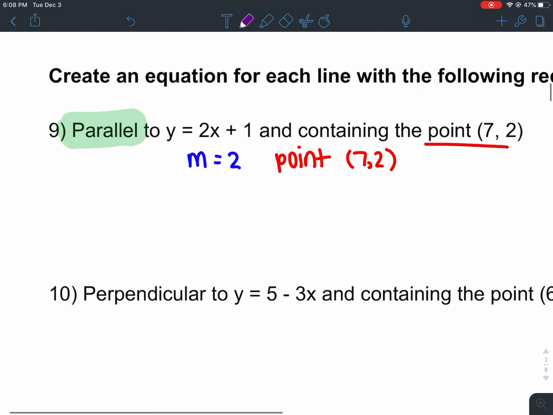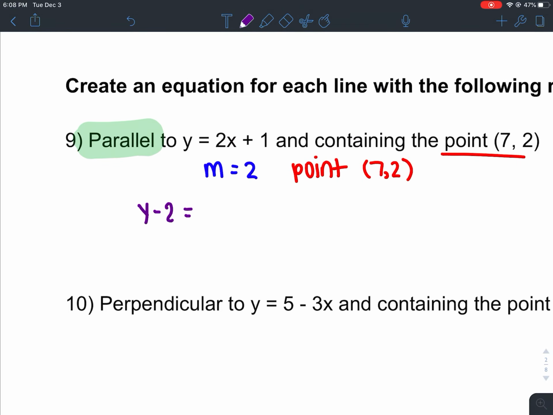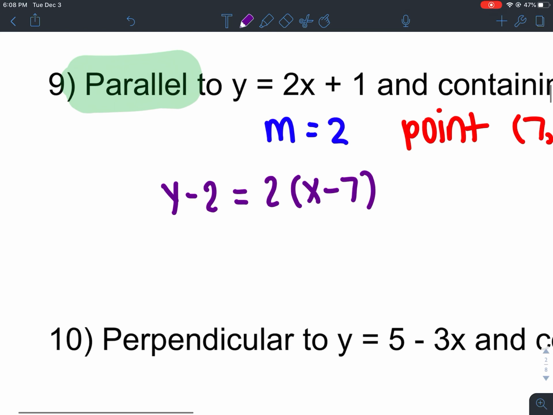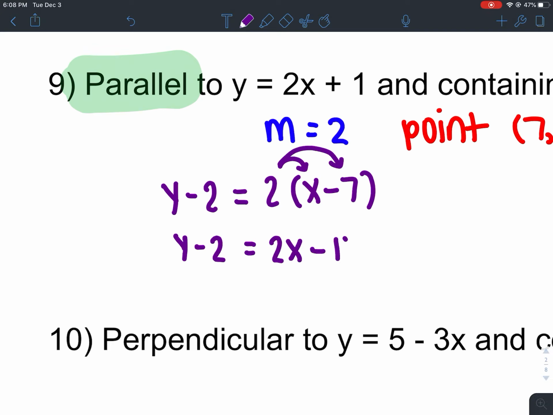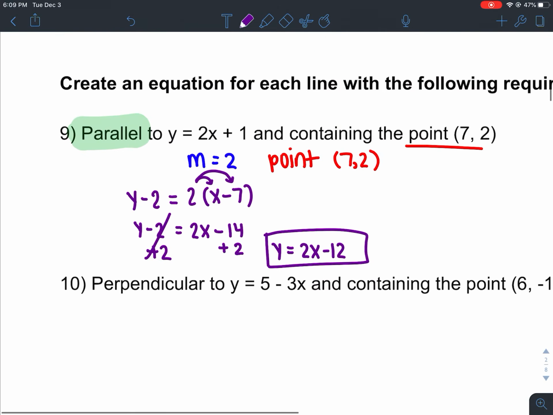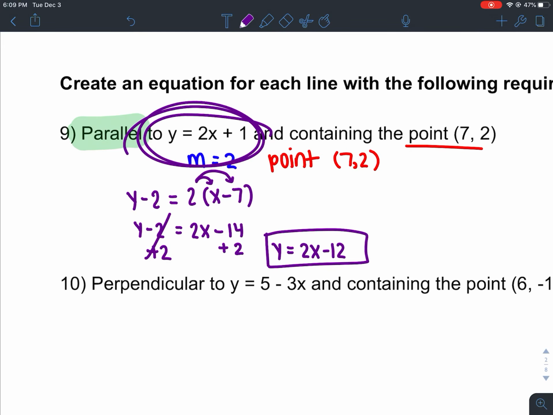So I'm going to start in point-slope form. Y minus 2 equals 2 times (x minus 7). So we want to start in point-slope form because I have a point and a slope. Now I want to get this to slope-intercept form. So we're going to distribute. 2 times x is 2x. 2 times negative 7 is negative 14. And I want y by itself, so I'm going to add 2 to both sides. And then I get y equals 2x minus 12. This is the equation of a line parallel to this one.